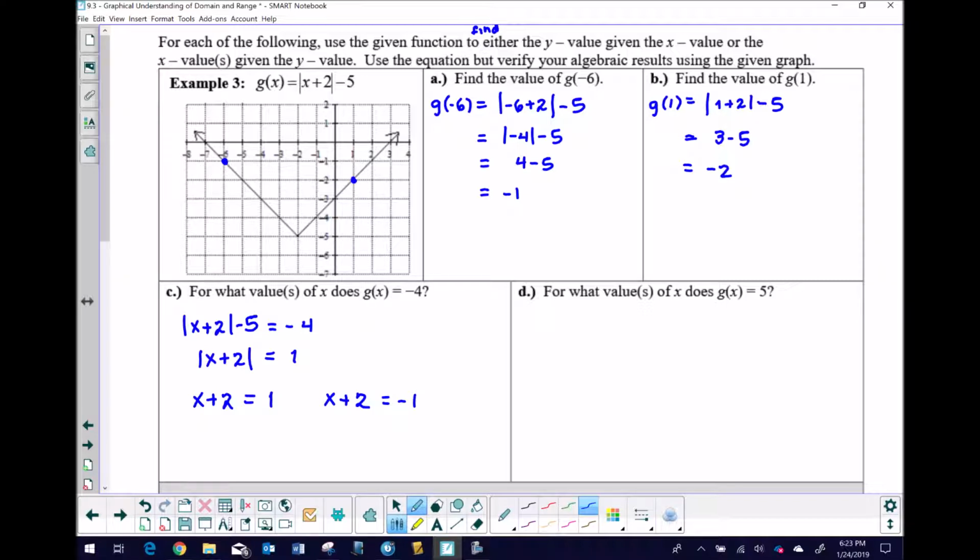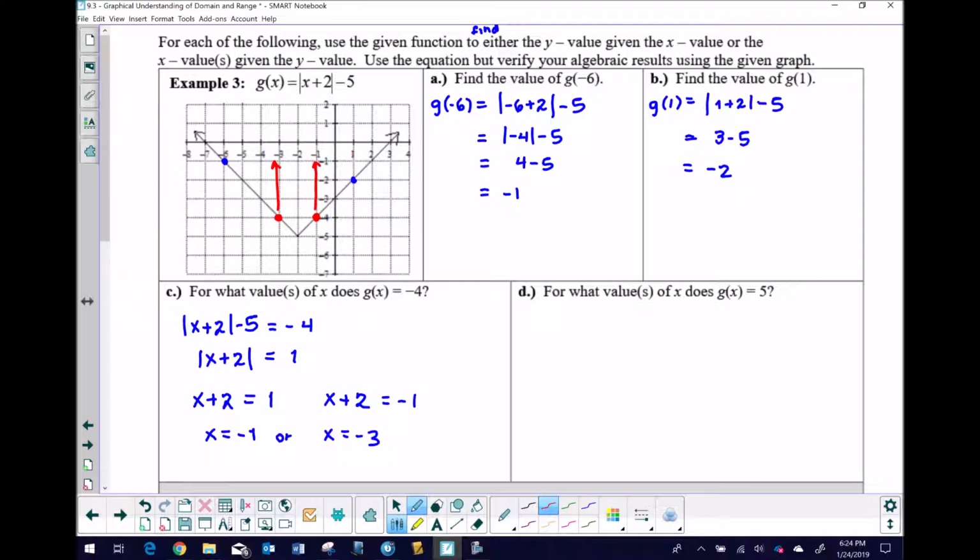We can say that the quantity inside the absolute value can either be the positive version of the right side or the negative version of the right side. And then you see that this is going to result in two different x's. But that's certainly to be expected, because when g of x is negative 4, we see that there are indeed two values of x that correspond to those, negative 1 and negative 3, that we just found.